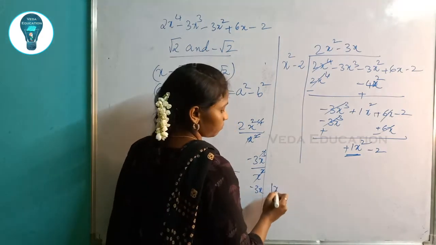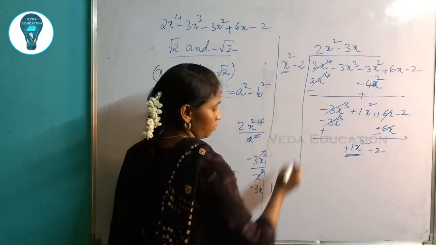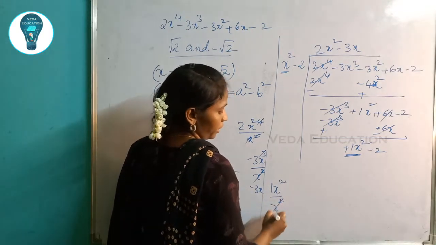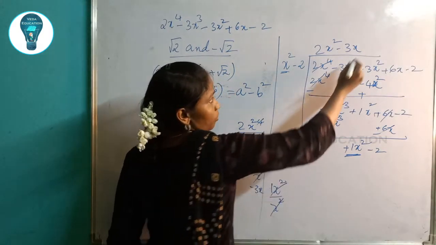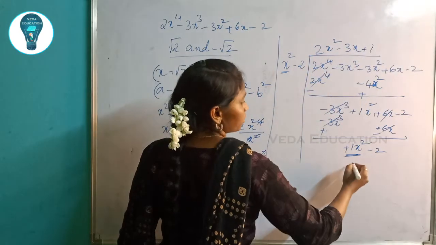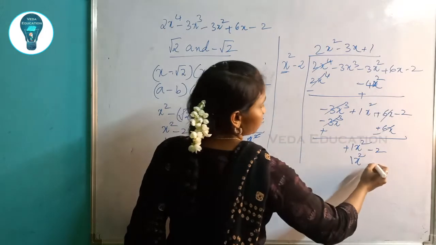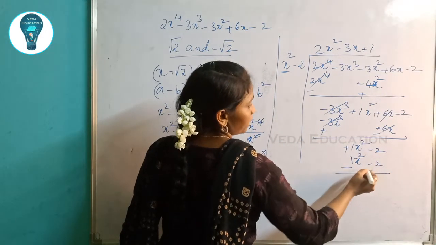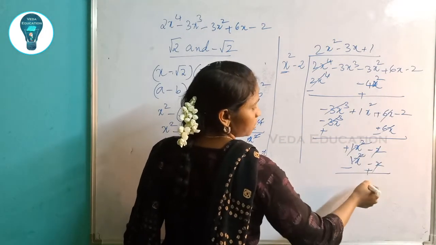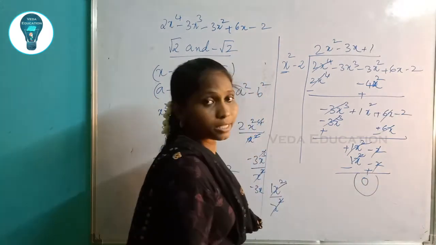Okay. Now what is the first term of our dividend? 1x square. And what is the first term of the divisor? x square. Cancelled. So what is left here? 1. So plus 1. 1 into x square, 1x square. And plus 1 into minus 2, minus 2. Change the sign. Get cancelled. Now the remainder is 0.